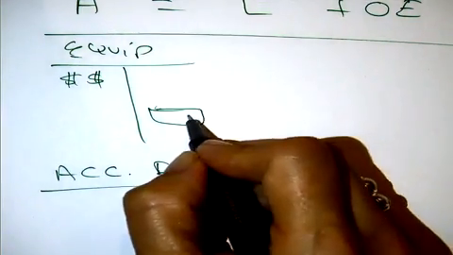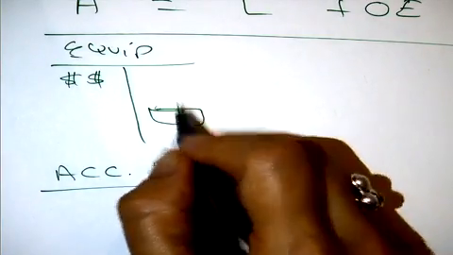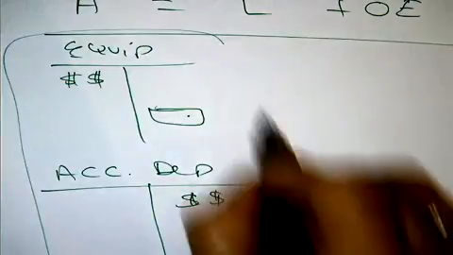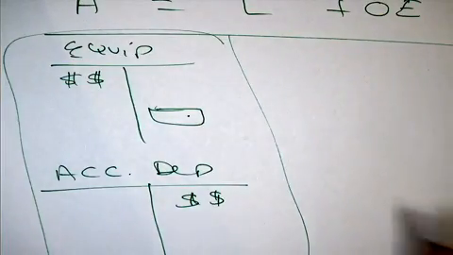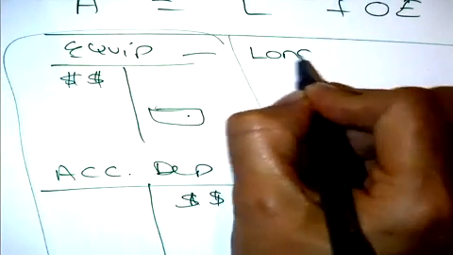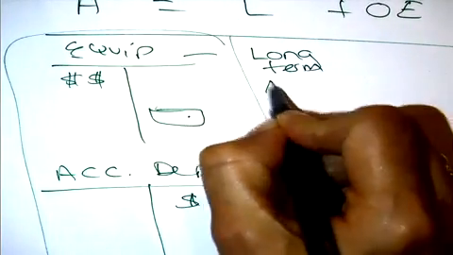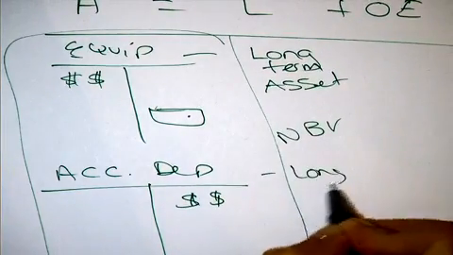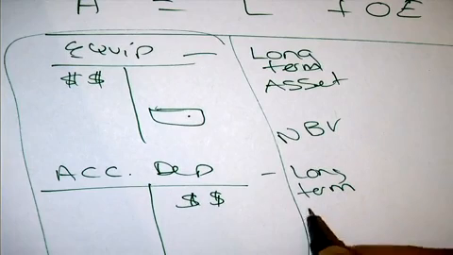Right, because nothing physically left. Nothing physically is gone from it. I'm just showing the use of it. So like AR and allowance, you have to find net book value. So if this is a long-term asset, what is this? Long-term what?